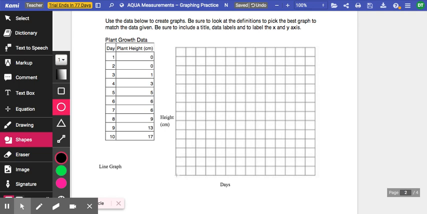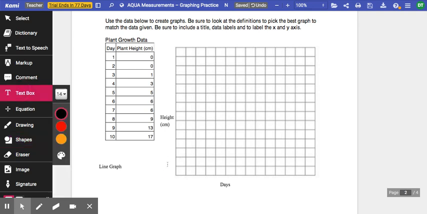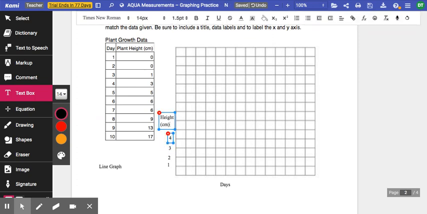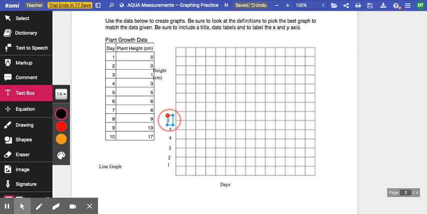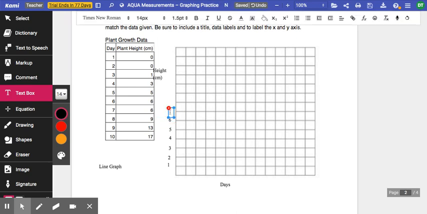So day one, first we need to label our axis. So this is 1 centimeter, 2 centimeters, 3, 4. I'm going to move this guy over a little bit. We're up. I'm going to put 5, 6, 7, 8, 9, 10. Now, if you look, I'm going to run out of room.